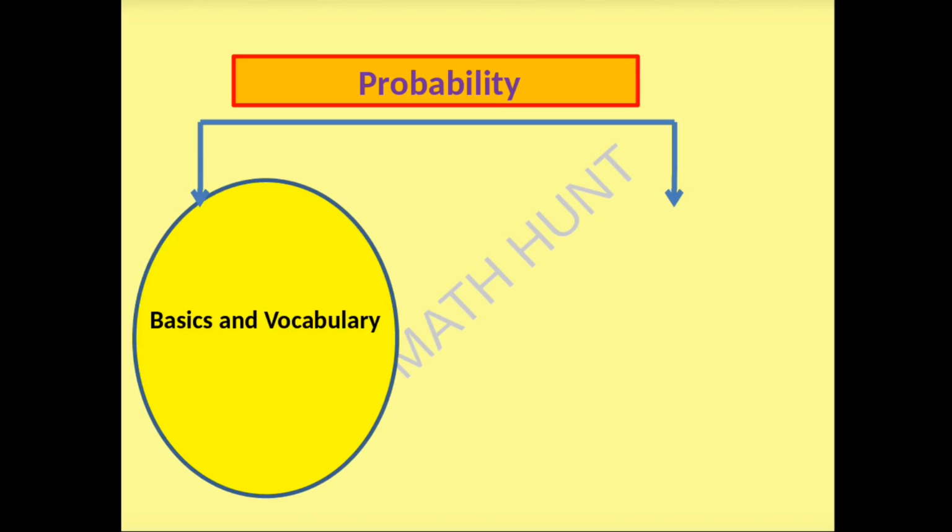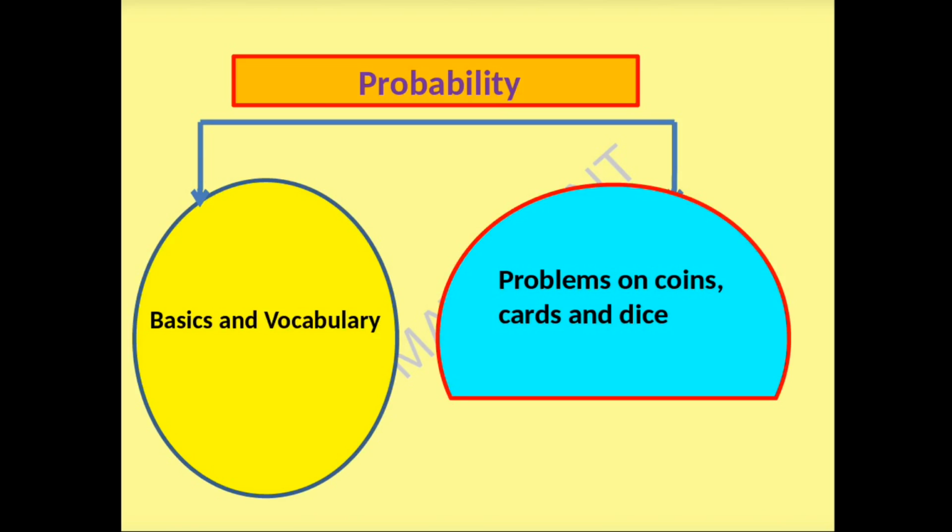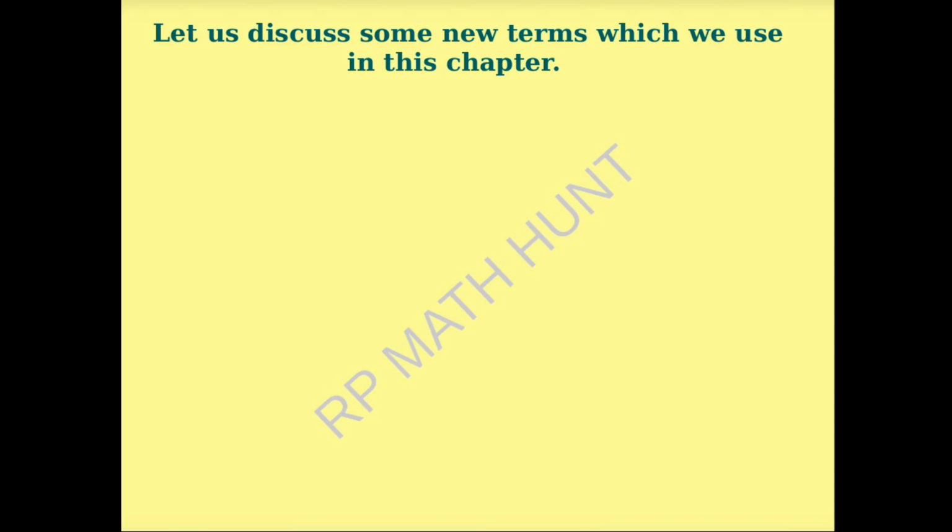Probability. Basic and vocabulary. Problems on coins, cards and dice. Let us discuss some new terms which we use in this chapter.